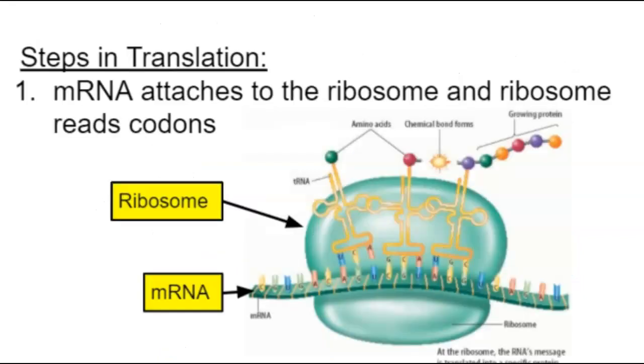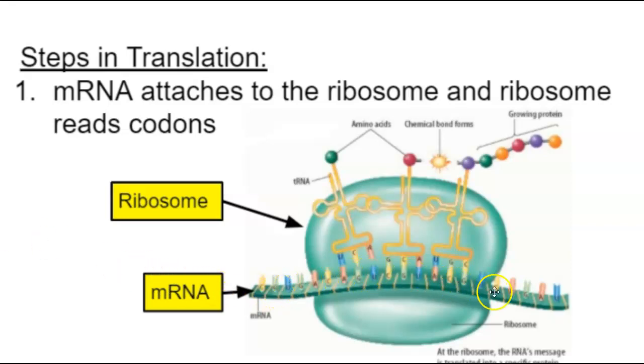All right, so we're going to talk about the steps. You're going to write down these steps. There are a few steps here that we will be talking about. So how does this all work? Well, our messenger RNA is going to go to the ribosome, and it attaches there. The ribosome's going to read the messenger RNA. It's going to read things called codons, which we haven't talked about yet. I'm going to talk about it on the next slide.